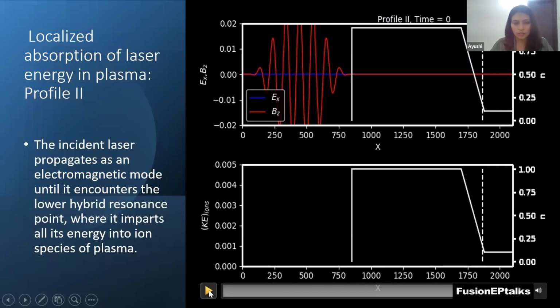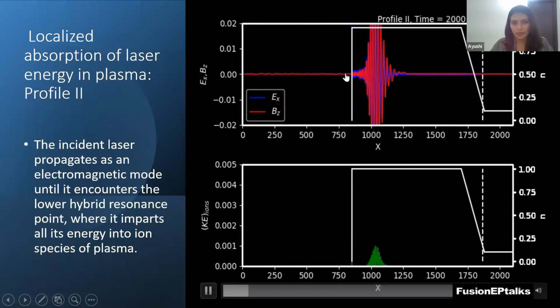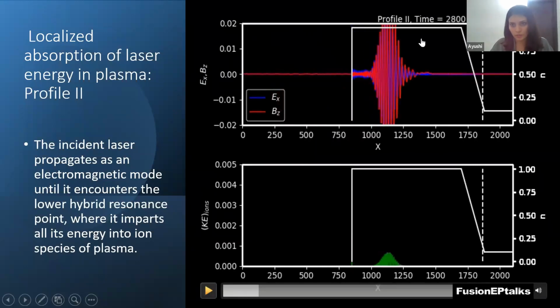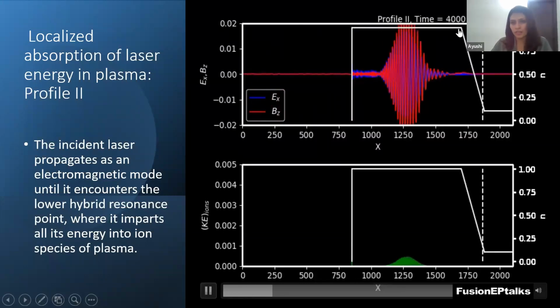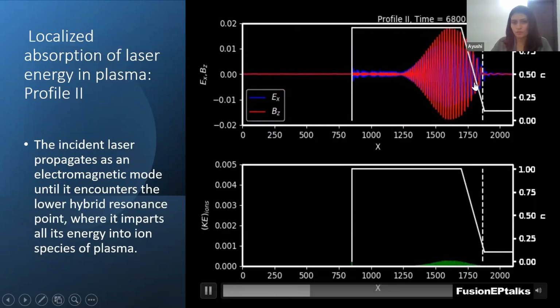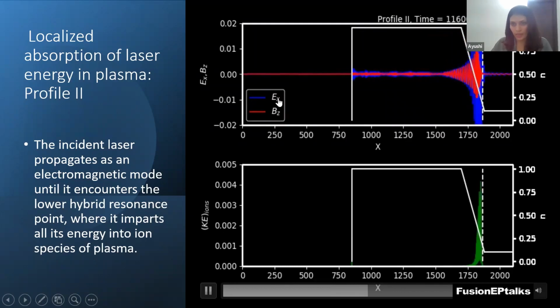From this animation here, we can see that the laser enters the plasma boundary. The white curve here shows the plasma density profile. Up till a certain point, we have a constant plasma density, and then we have a fall in the plasma density profile. Until the laser encounters the gradient, it propagates very well inside the plasma. But as it goes through a gradient in the plasma, first of all the electromagnetic energy converts to electrostatic energy. So all the BZ is converted to EX, and further in time, all the EX again gets converted to the kinetic energy of ions.